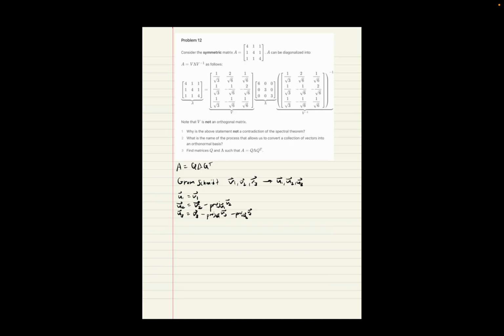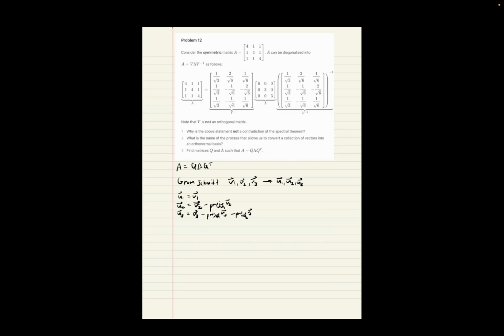So now our last step, find the matrices Q and lambda such that A equals Q lambda Q transpose. Well, lambda is just going to be the same lambda that's given to us in the problem premise because the eigenvalues are always going to stay the same. So we need to find the matrix Q.